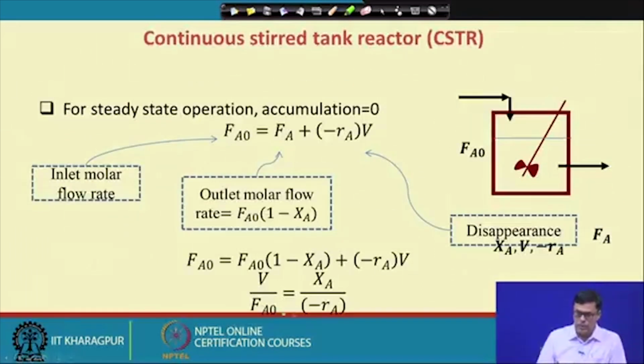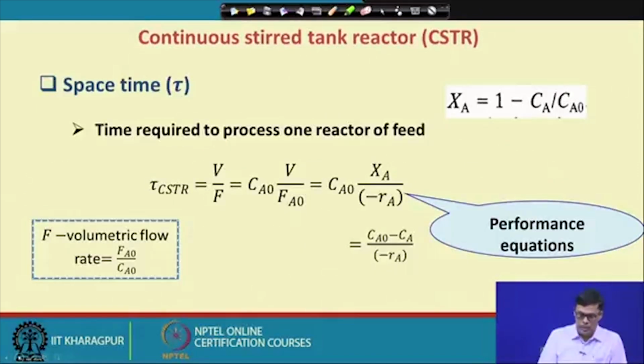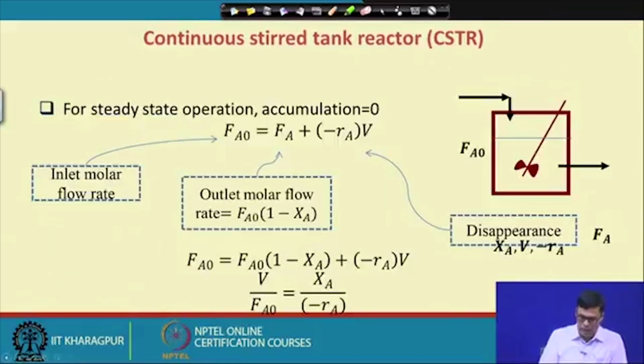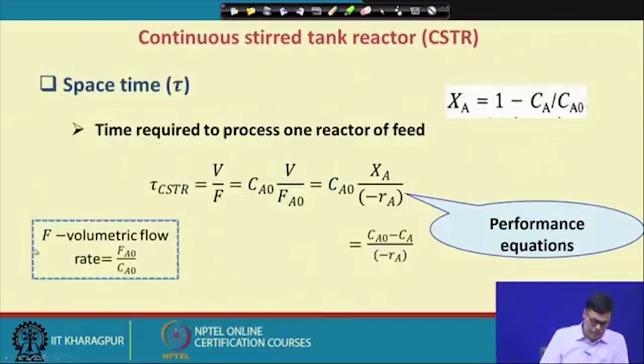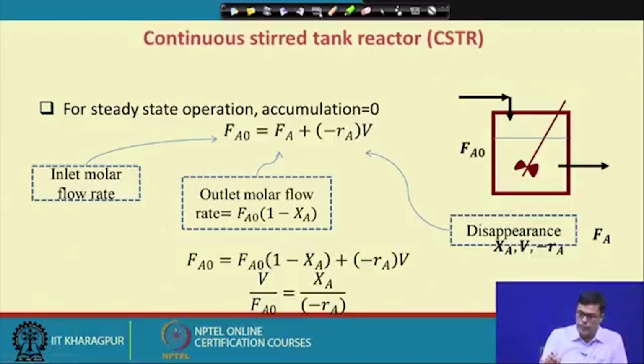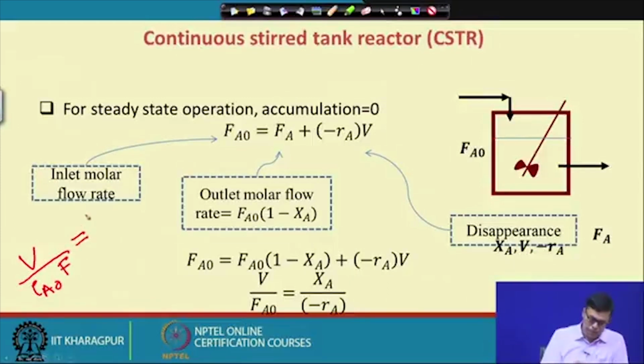This equation we get in the continuous stirred tank reactor. Am I right? Now, how can we write this equation? This is V by F. Now what is V, and what is Fa0? I told you this is Ca0 into F. Am I right? This is Ca0 into F equal to Xa into minus Ra.